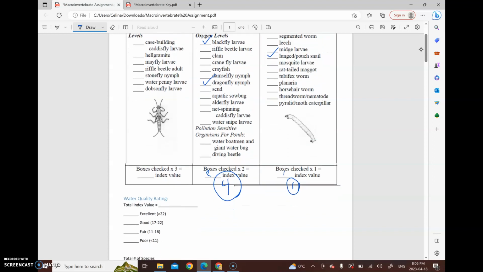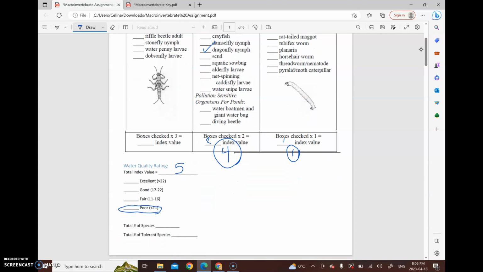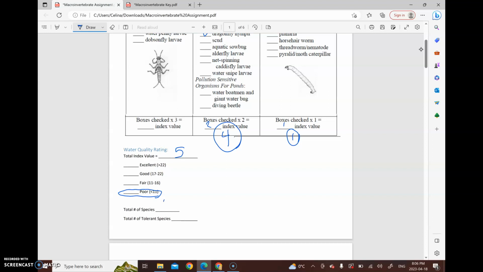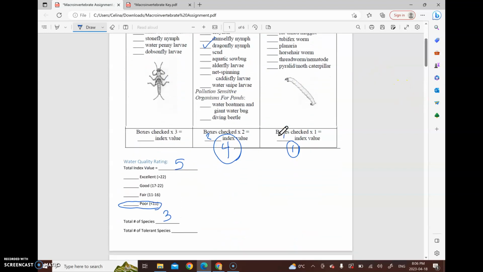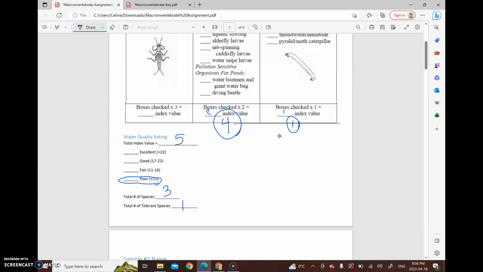If I was to add it all up, I have 5 in total, which means this water quality, if there was only those 3, is poor. The total number of species, there was 3 of them. Total number of tolerant species, we had only 1. So I'm going to put 1 there. That would be an example. You're going to do 2 of them.